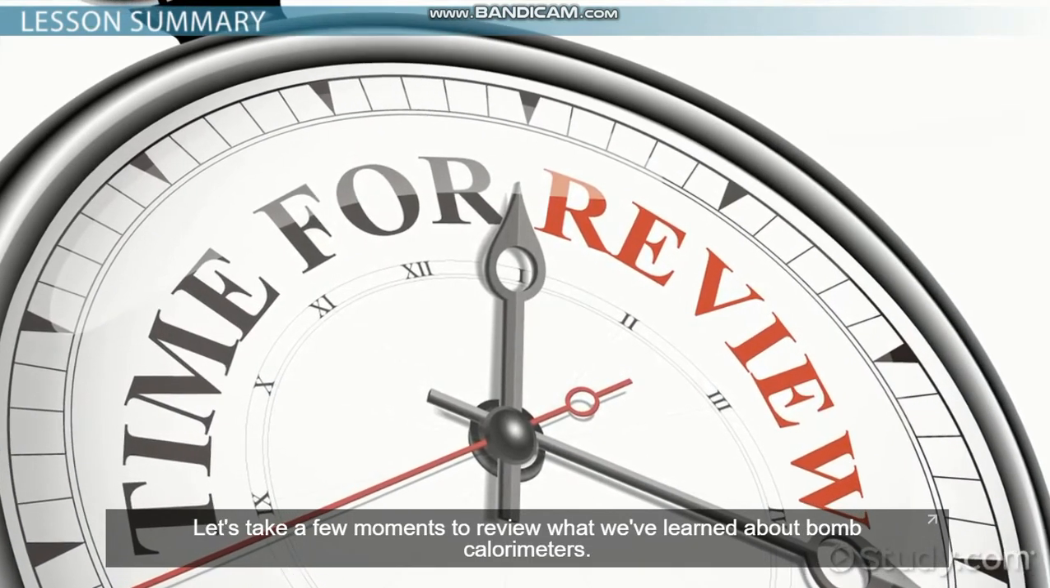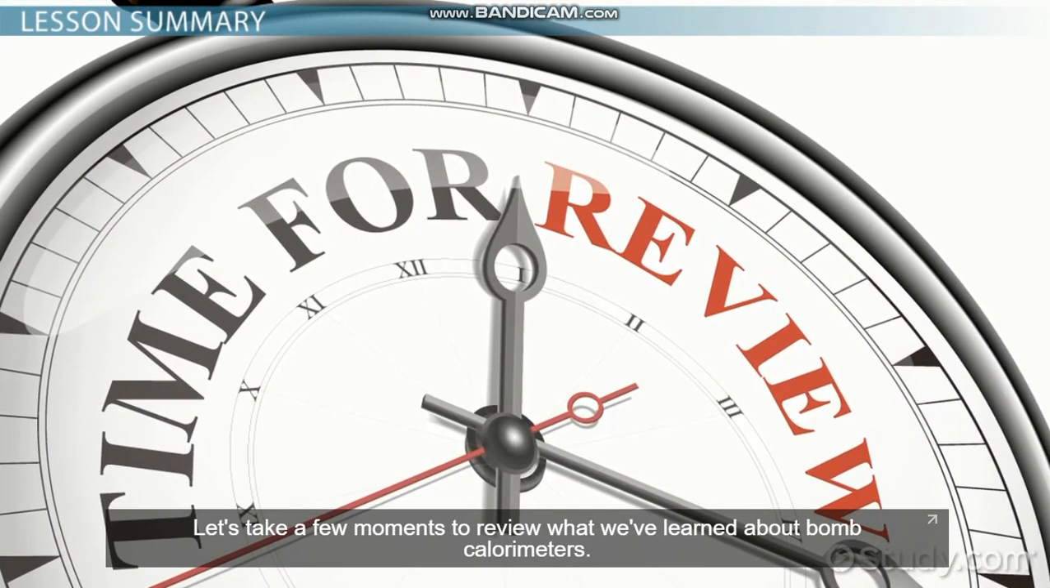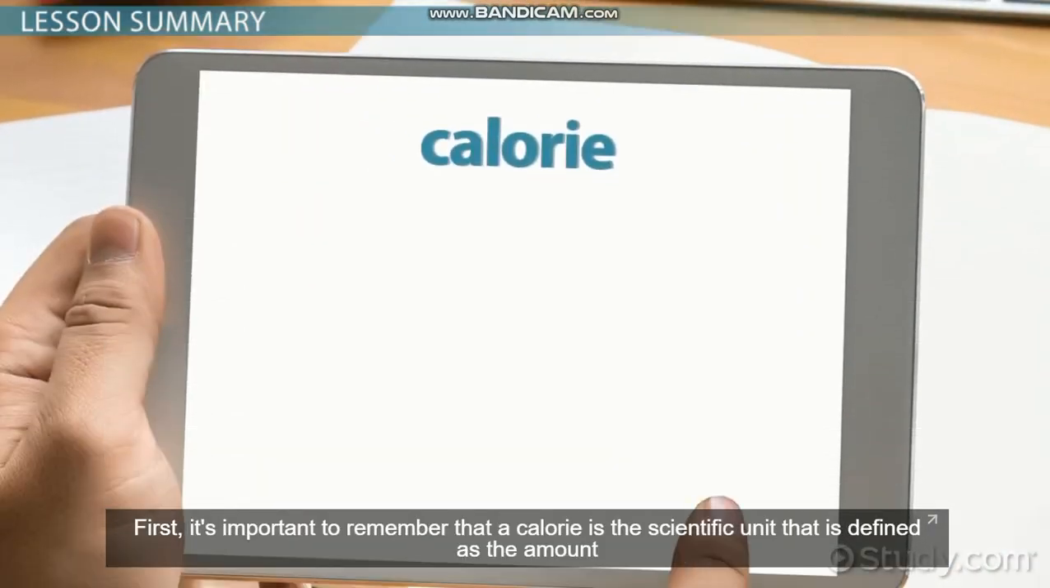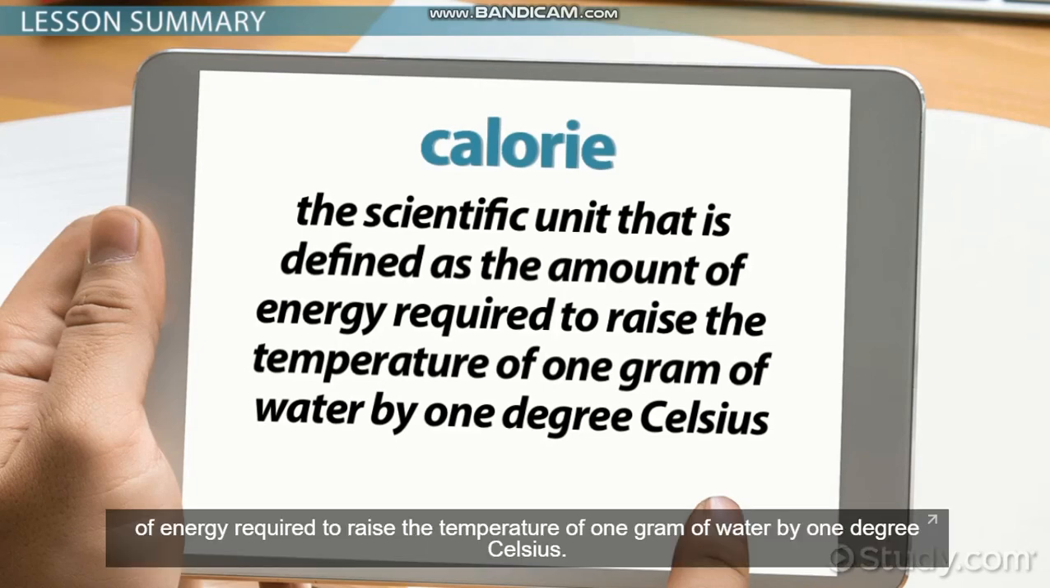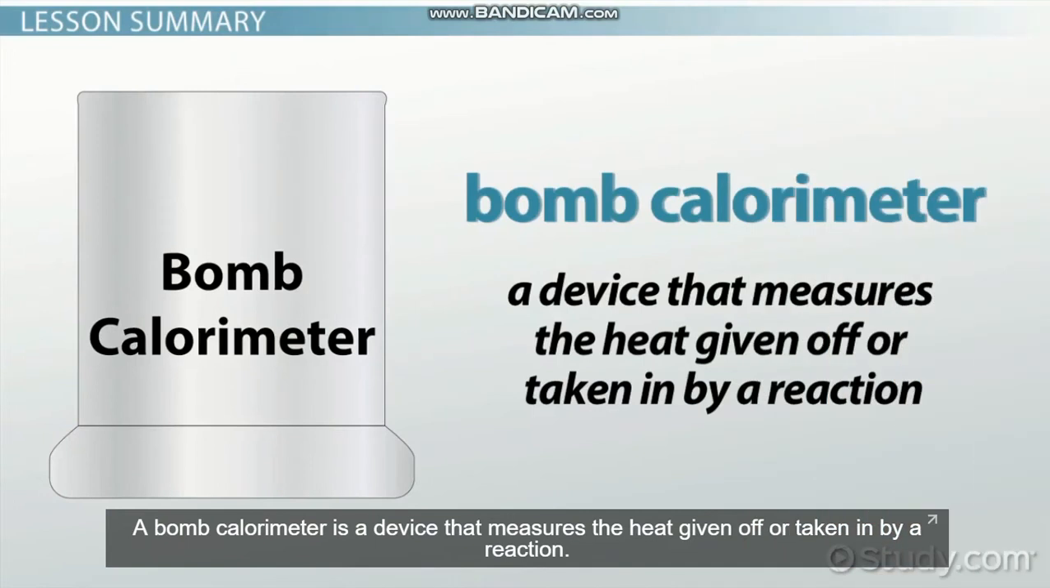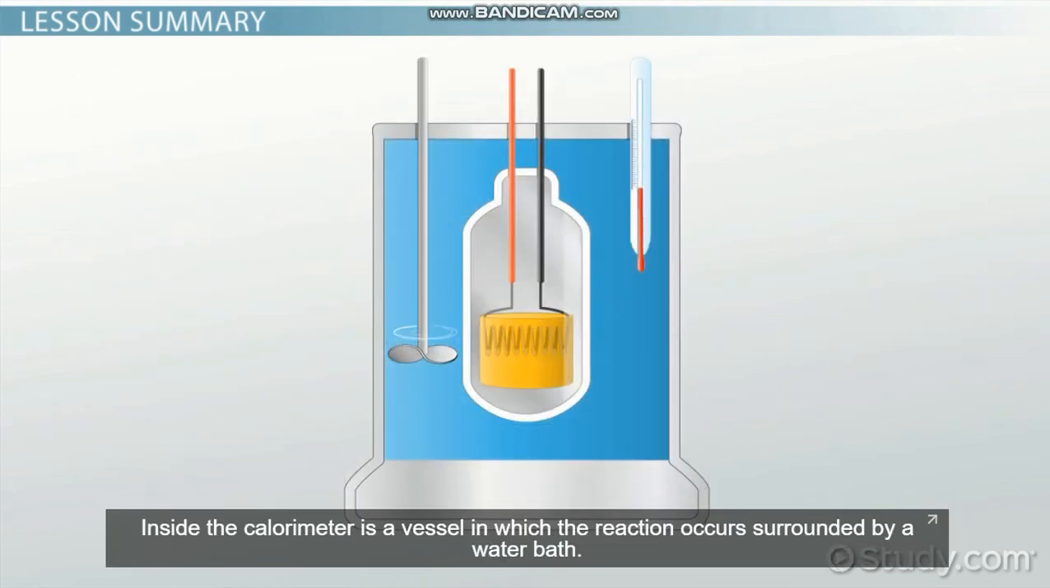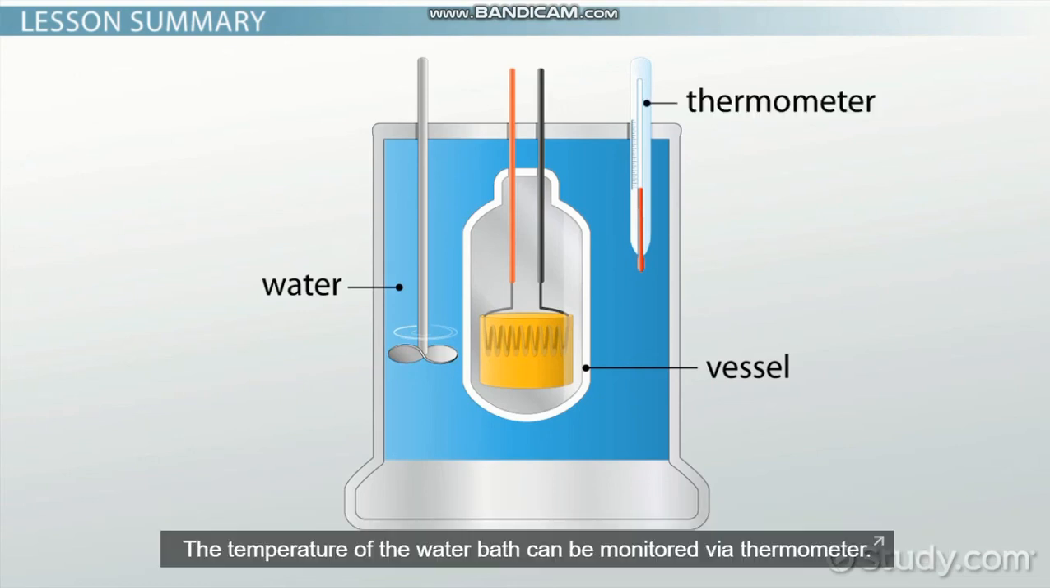Let's take a few moments to review what we've learned about bomb calorimeters. First, it's important to remember that a calorie is the scientific unit that is defined as the amount of energy required to raise the temperature of 1 gram of water by 1 degree Celsius. A bomb calorimeter is a device that measures the heat given off or taken in by a reaction. Inside the calorimeter is a vessel in which the reaction occurs, surrounded by a water bath. The temperature of the water bath can be monitored by a thermometer.